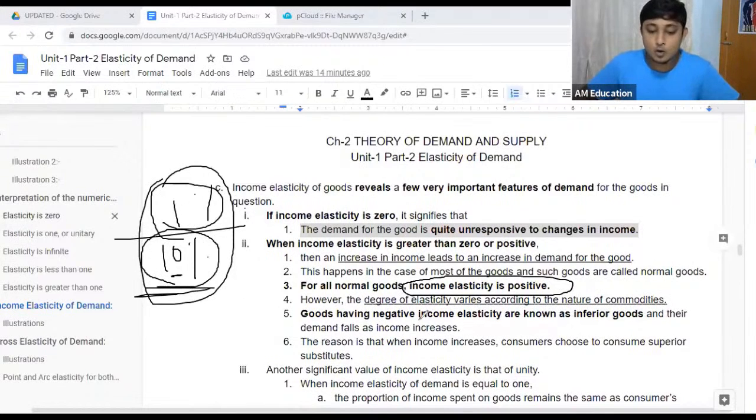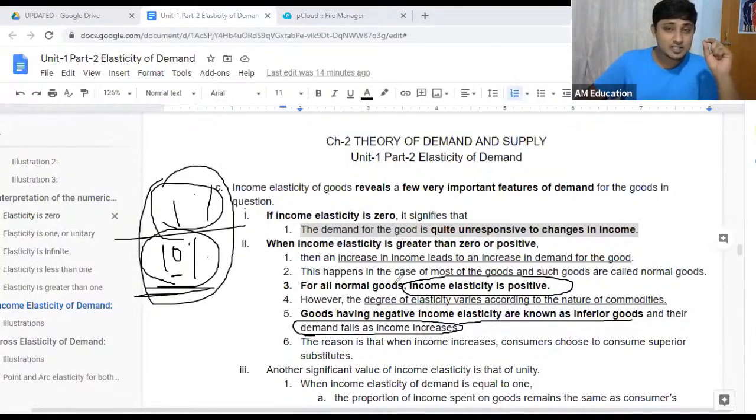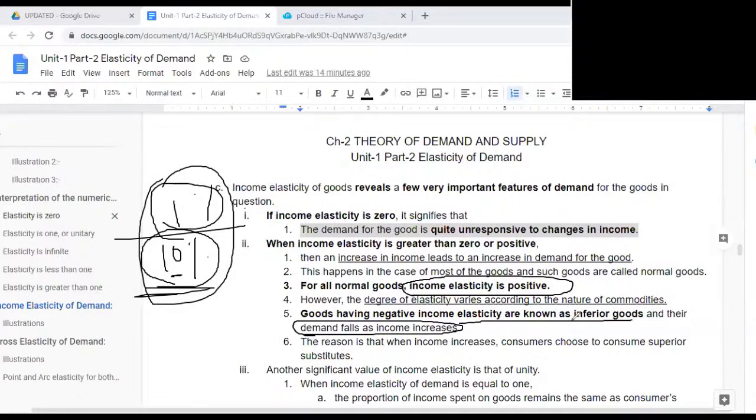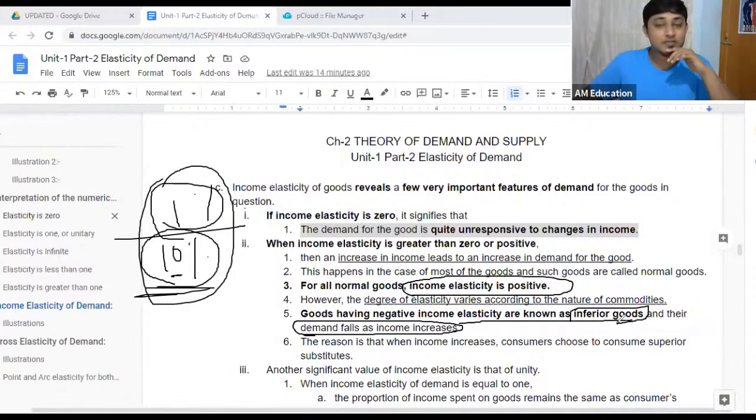Now, goods having negative income elasticity are known as inferior goods, and their demand falls as income increases. What is it telling? Goods having positive income elasticity are normal goods, and goods having negative income elasticity, what are these goods called? Inferior goods. Exactly. Their demand falls as income increases.